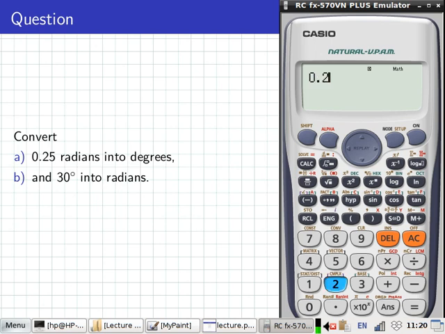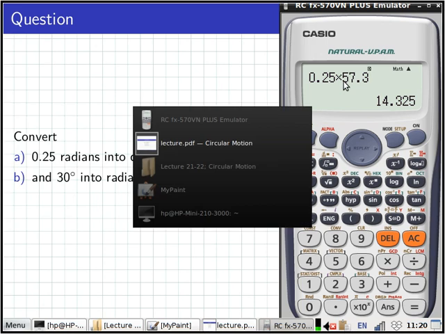So 0.25 radians. But how big is a radian? It's 57.3 degrees. So multiply by 57.3. So that's about 14.3 degrees. That's what you said. That was correct. I see, you do know how to do it. Believe in yourself. Right, the second one then, 30 degrees into radians. 0.524. Maybe. Yeah, 0.524 sounds about right.